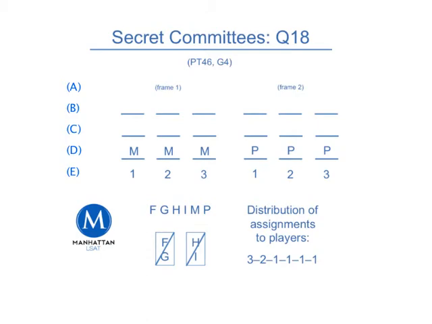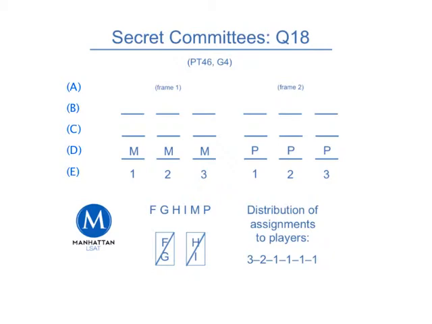Question 18 from Prep Test 46 is another conditional question, and it says if P serves on every subcommittee on which F serves and every subcommittee on which G serves, then which one of the following could be true? So we want to have P every time we have an F. We also want to have P every time we have a G.